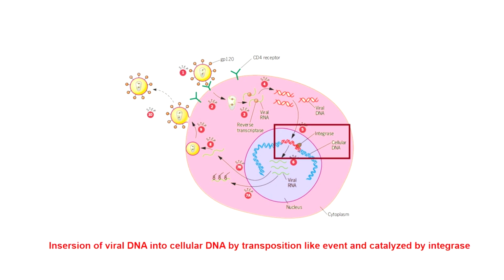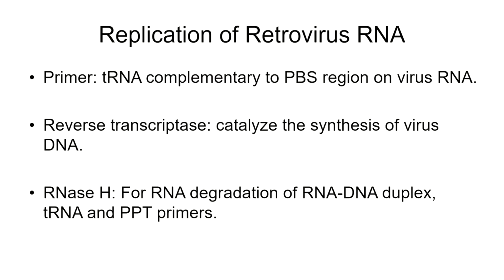Also, the insertion of this double-stranded DNA in the chromosomes of infected cells occurs with the help of an enzyme, the integrase enzyme. Now we'll get an idea of how the replication of the virus genome occurs, how this single-stranded RNA is converted to a double-stranded DNA.